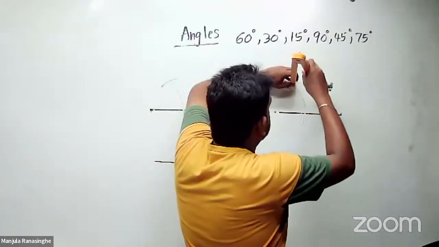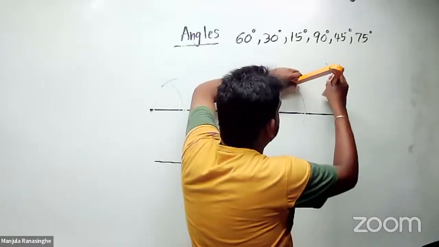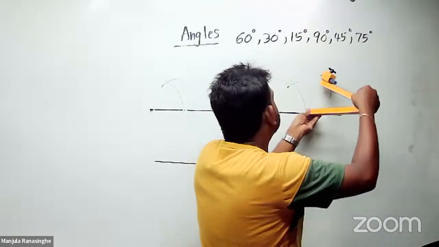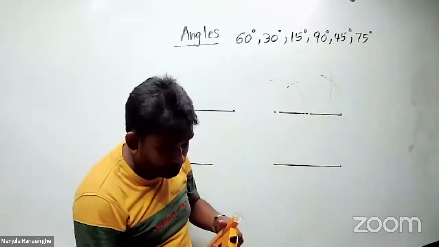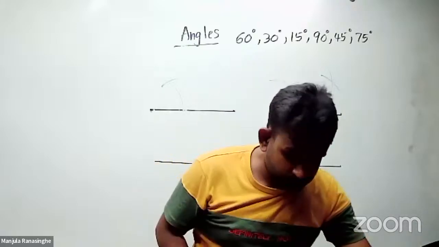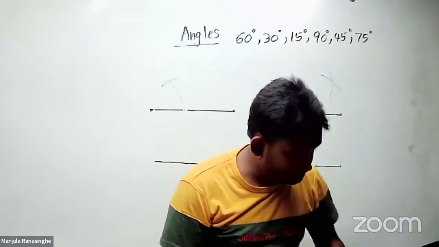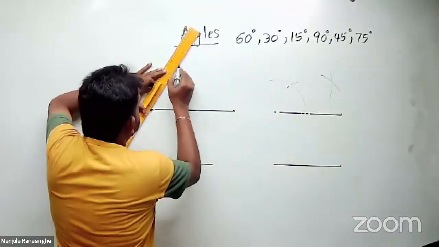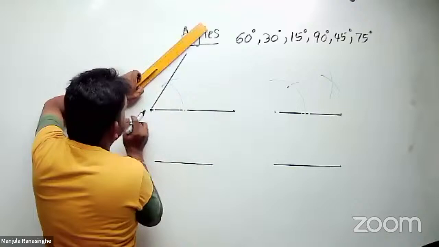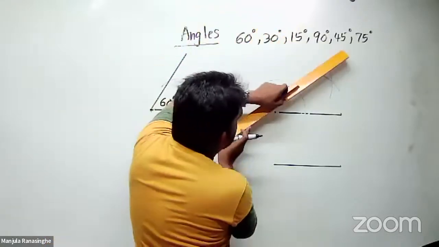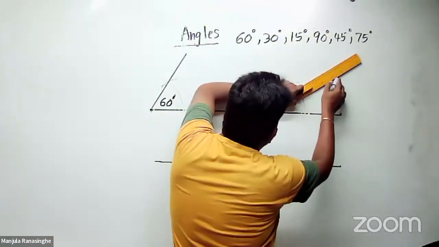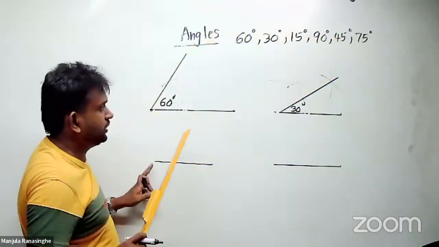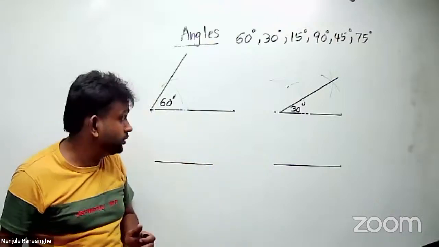So you keep here and take a big distance and take there and make a distance. Now you can connect this. So now this is 60 degree, and here when you bisect it, then that is 30 degree. So now you need to do 90.